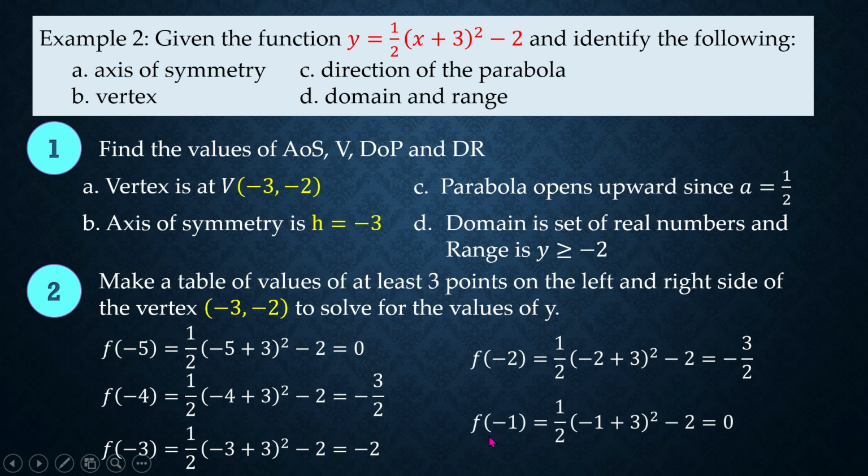If x is negative 1, it is equal to 1/2 times negative 1 plus 3, then squared, minus 2. What is positive 3 minus 1? 3 minus 1 is 2. 2 squared is 4. 4 times 1/2 is 2. 2 minus 2 is 0.